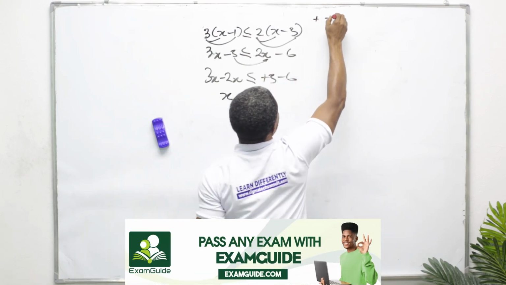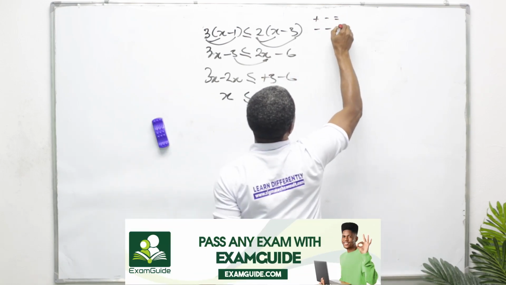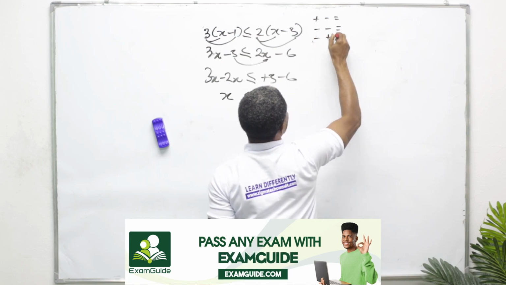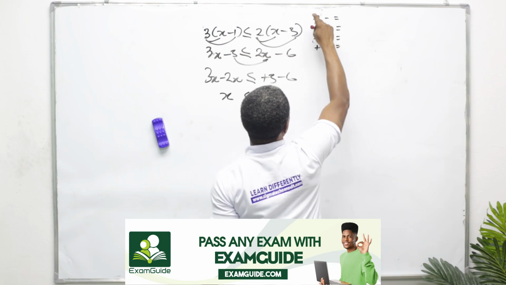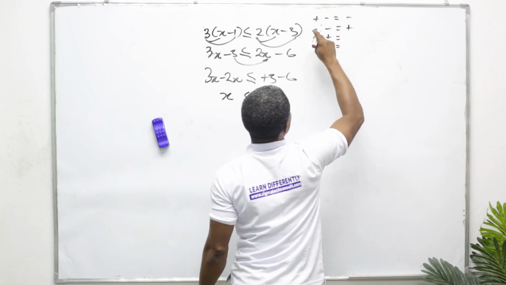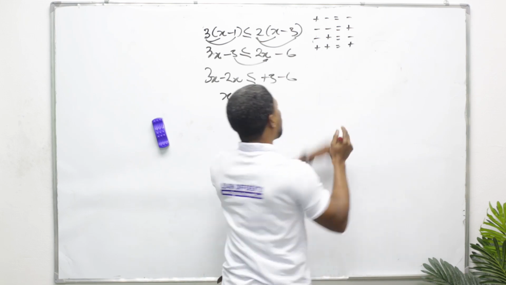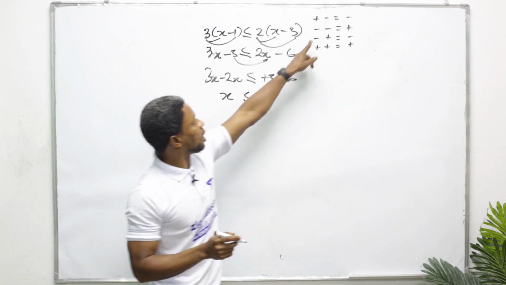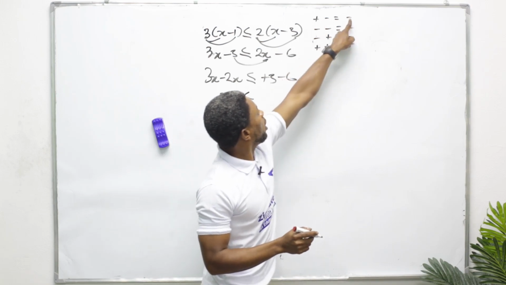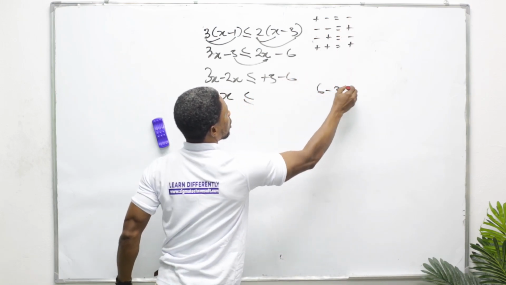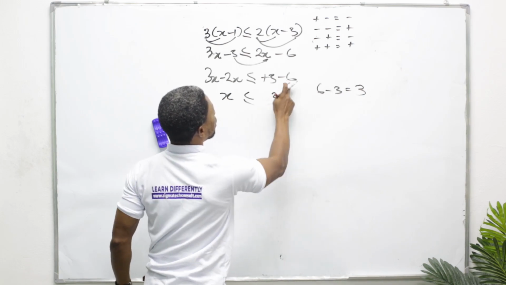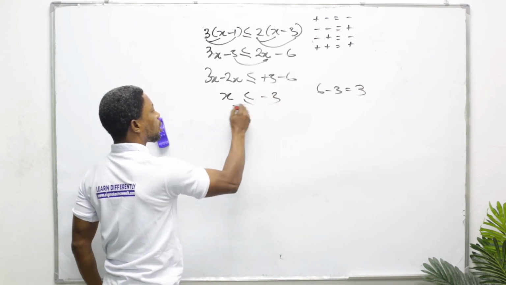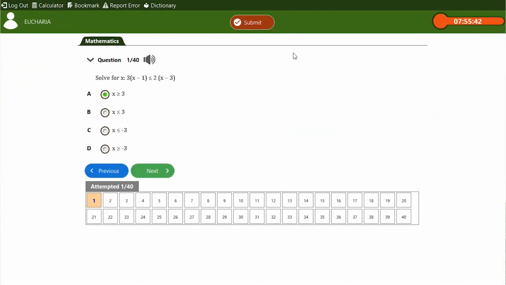You see, this thing in mathematics is very important. Plus minus minus, minus minus plus, minus plus minus, plus plus plus. It's very, very important in mathematics. Now look at it, it's here, directed numbers. Plus minus is minus. That means I'm going to say 6 minus 3, which is what? 3. 6 is greater than 3, so the minus sign will follow your answer. So if you look at it, what we have here is x is less than or equal to minus 3, and that is C.